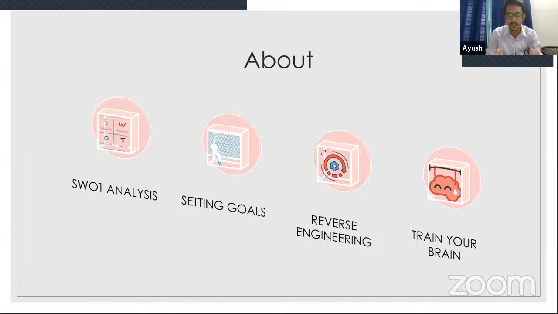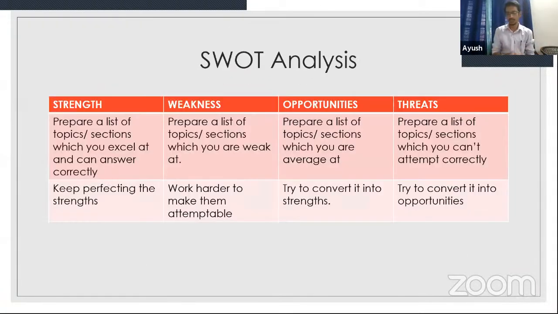And finally, an exclusive slide on train your brain. There are some techniques, some exercises, and some tips through which you can stimulate your brain, retain the concepts better, retain things for a longer time, and be more logical and critical in your approach while you're preparing. So let's begin. Very first thing, the SWOT analysis.